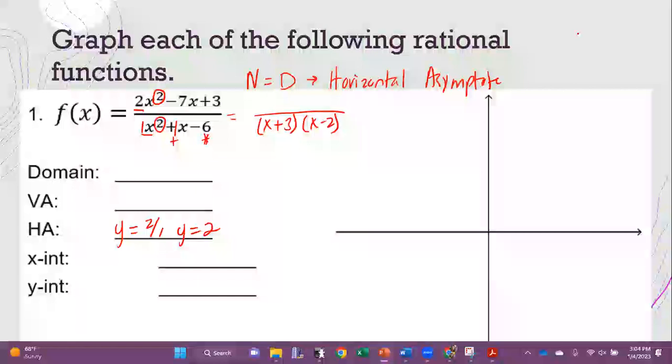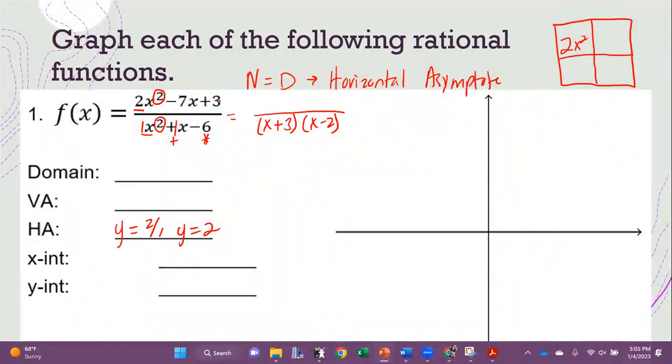For the numerator, I'm going to quickly do the box. I like to call it an express box. In the first box, I'll put the first term, which is 2x squared. In the last box, I'll put the last term, which is 3. I'm looking for what multiplies to give me 6, but adds to give me -7. -6 and -1. So my other boxes would be -6x and -1x.